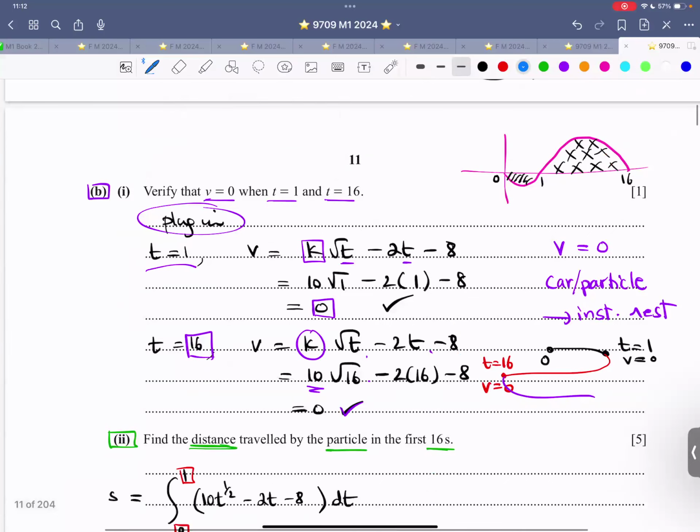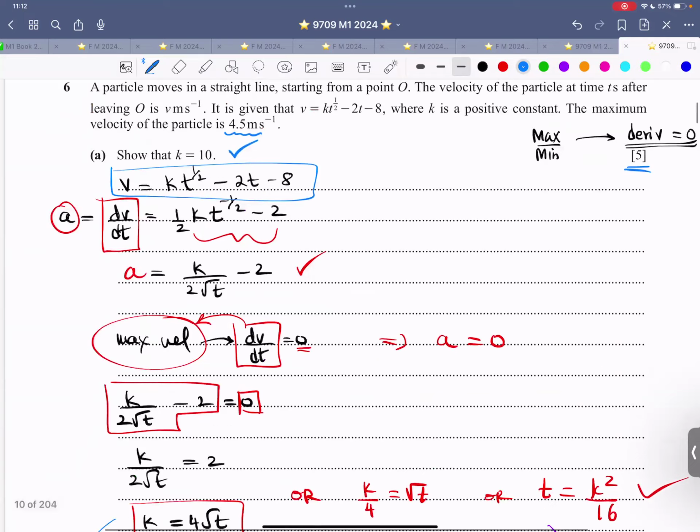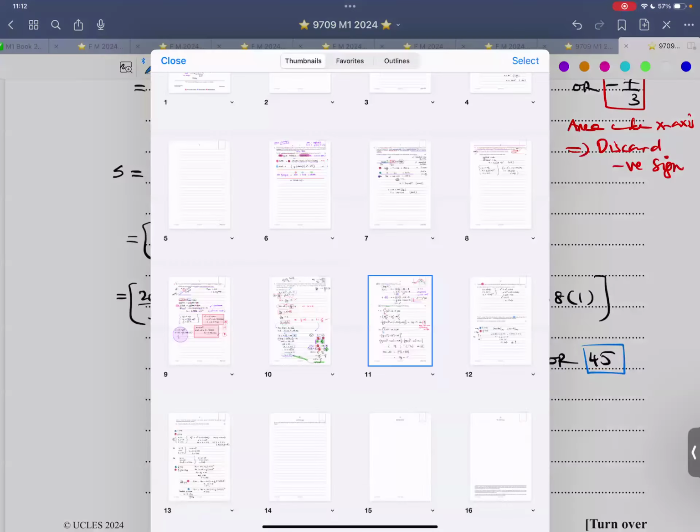Again, this is 1 plus 5, 6 marks. And then 5 marks for the first one. So 11 marks out of 50. So that was a tough question. So now 2 questions that we do.